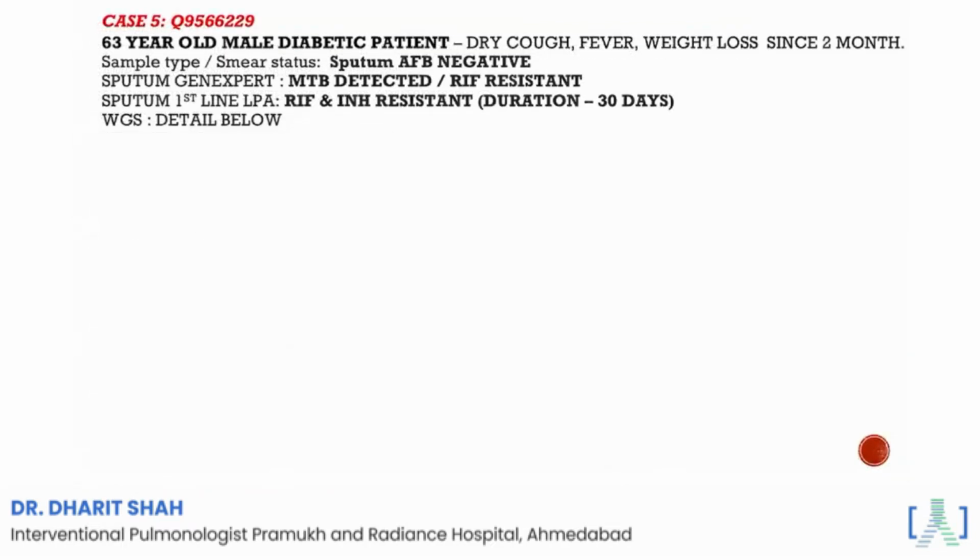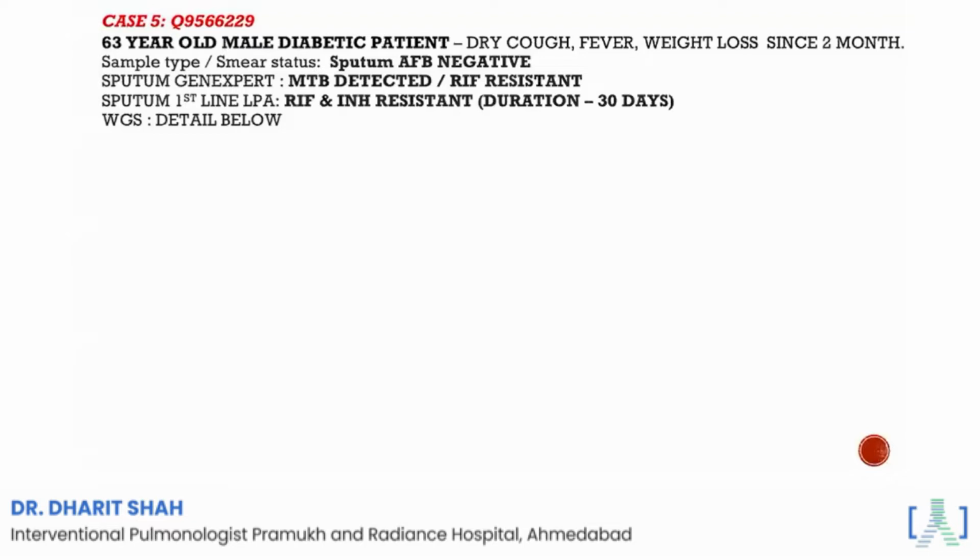A 63-year-old male diabetic patient presented with dry cough, fever, and weight loss since 2 months. His sputum AFB report is negative. But on the radiological part, there is lower zone consolidation with cavity in his X-ray and CT scan also. So I directed the patient for sputum GeneXpert, and the report is Mycobacterium TB detected and rifampicin sensitive. Here is the trap.